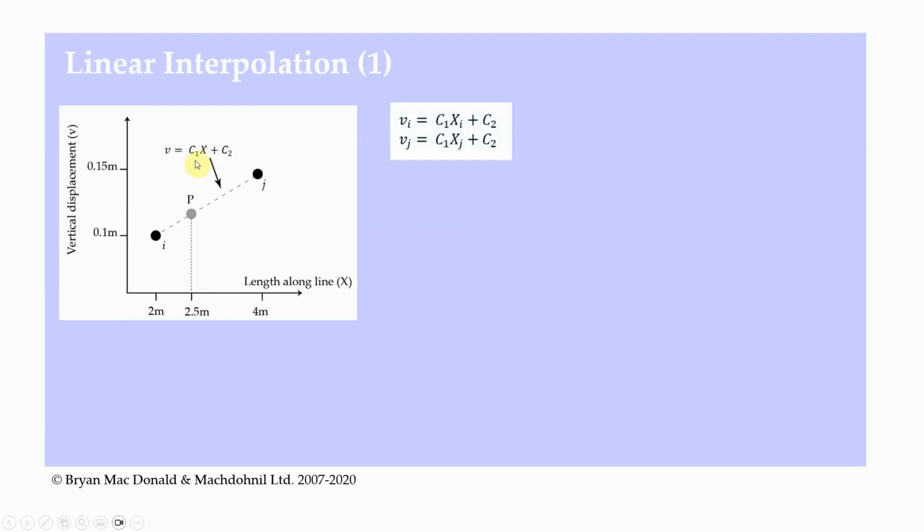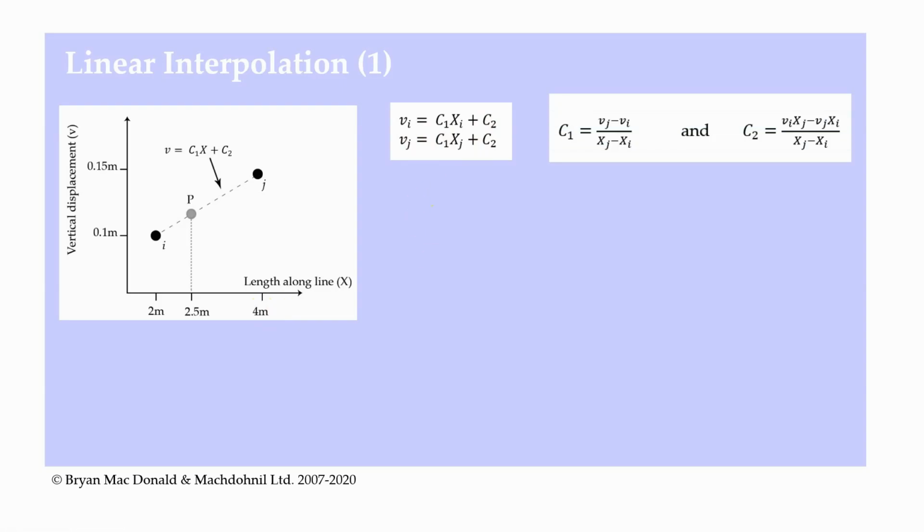So by looking at that polynomial, we can say that's describing the interpolation between these two points, and we know certain values. We know at the point i that x is equal to 2 and that v is equal to 0.1. So we could say vi is going to be c1 xi plus c2. In other words, we're going to have constants c1 and c2, but we know that xi is 2 and vi is 0.1. And the same at the point j, we know the vertical displacement of j is 0.15, and we know that the coordinate of j is 4 meters. So we can put our known values in there, if you like.